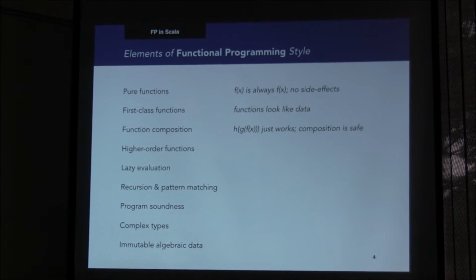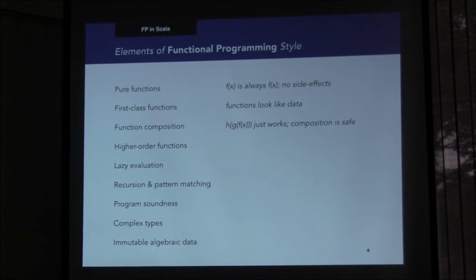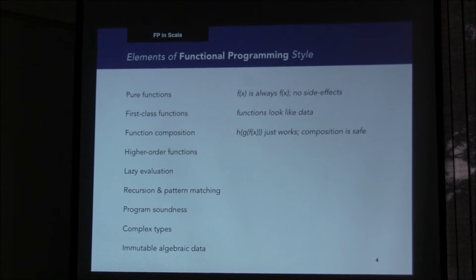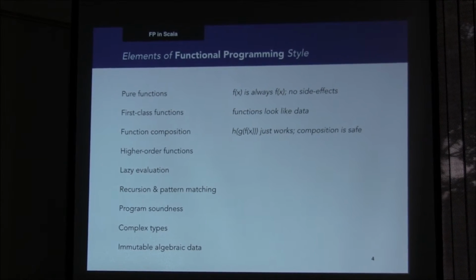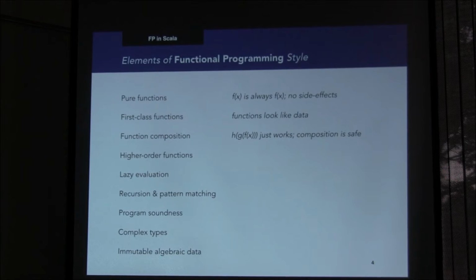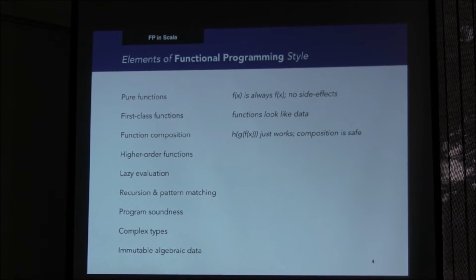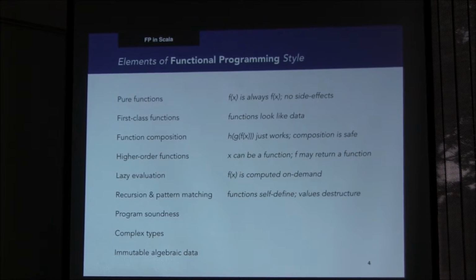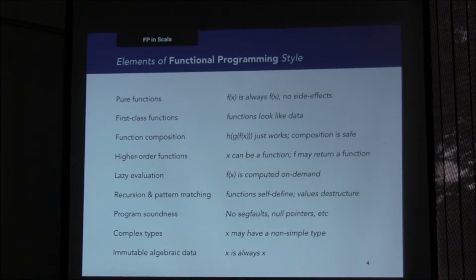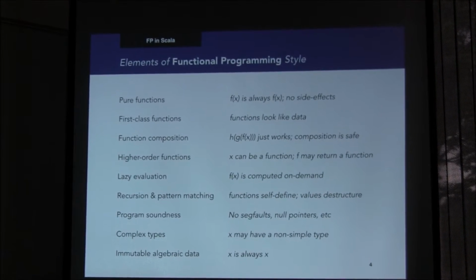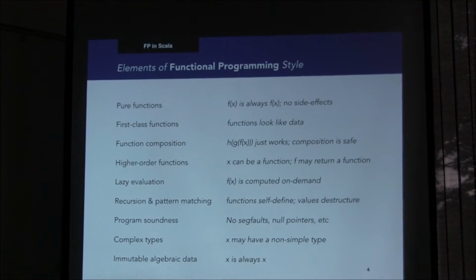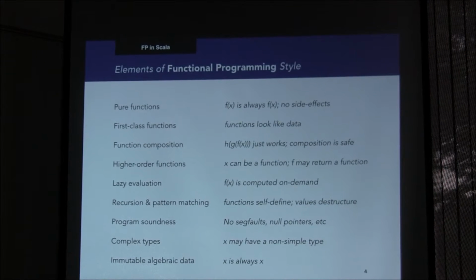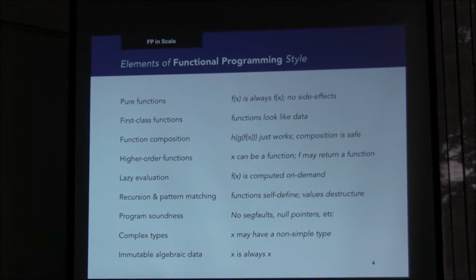Function composition, Haskell makes a lot of use of this. You sort of see this in dotted notation in Java where you'll have a.b.c. That's effectively function composition. The problem is in a lot of languages it's not safe. And actually, let's just go through these rather more quickly, because I think what we're going to see is that these are the elements. We want to see how close we can get to them with the language that is Scala.